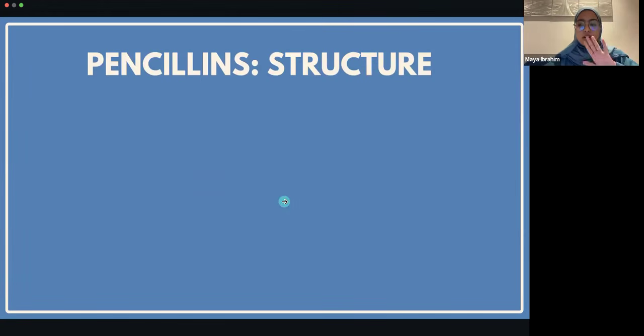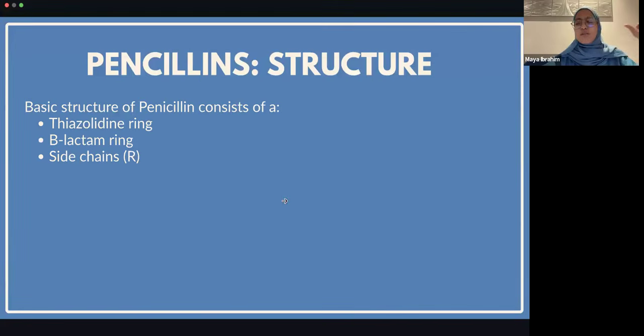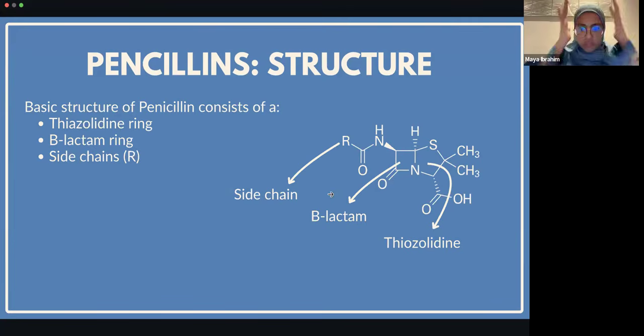The penicillins have a distinct structure. They have a thiazolidine ring, a beta-lactam ring, and side chains. You don't need to know the thiazolidine ring. You just need to know that they have a beta-lactam ring, making them a beta-lactam drug, and they have the side chains. Now, let's look at a picture first because I need to visualize this.